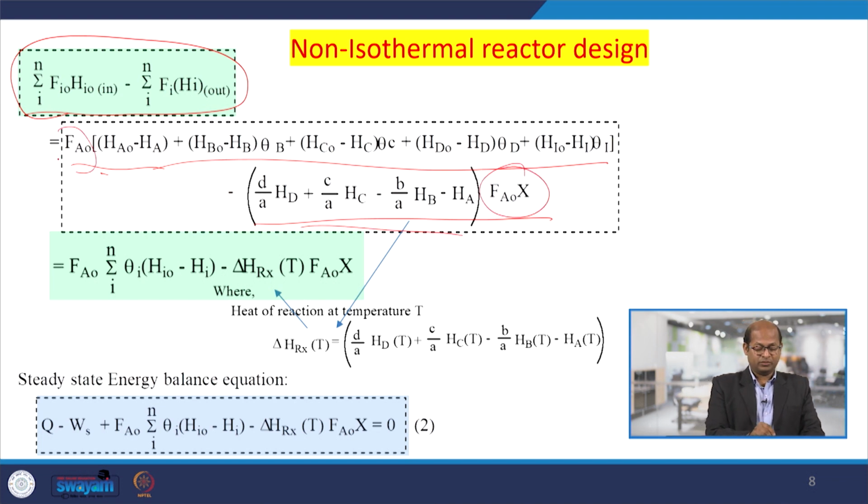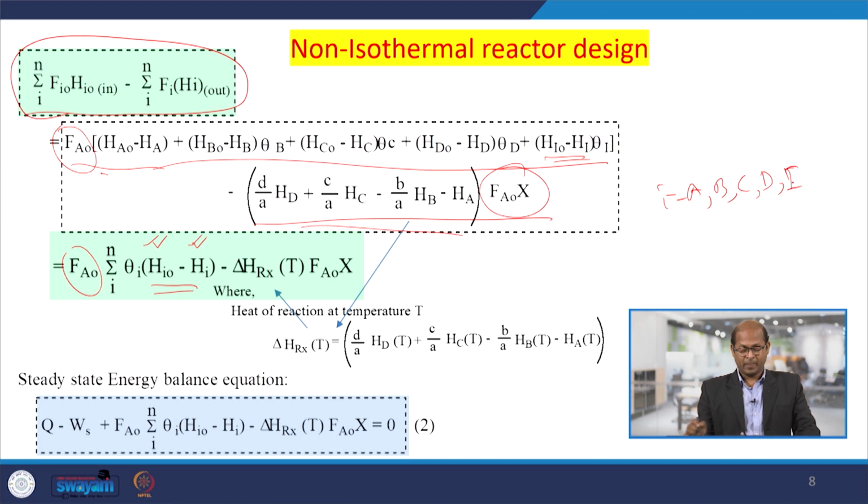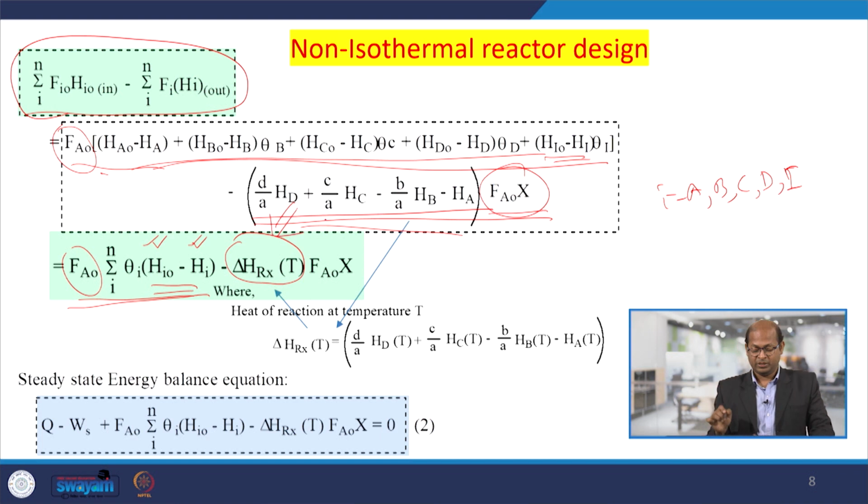So, here FA0 and the rest of the components, that is the difference Hi minus Hi0, where Hi is the output enthalpy and Hi0 is the input enthalpy, for an individual component i equals maybe A, B, C, D, I. So, these components we can write this way, and on the right hand side these components we can write this is equal to this. And FA0 into x is this.